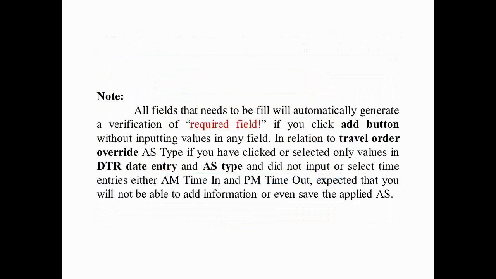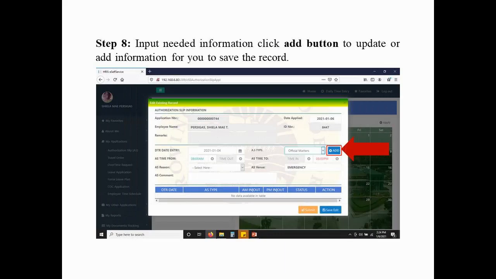Take note, all fields that need to be filled will automatically generate a verification of required fields if you click the Add button without inputting values in any field. In relation to travel order, override AS type: if you have only selected values in DTR date entry and AS type, and did not input or select time entries, either AM time in and PM time out, expect that you will not be able to add information or even save the applied AS.